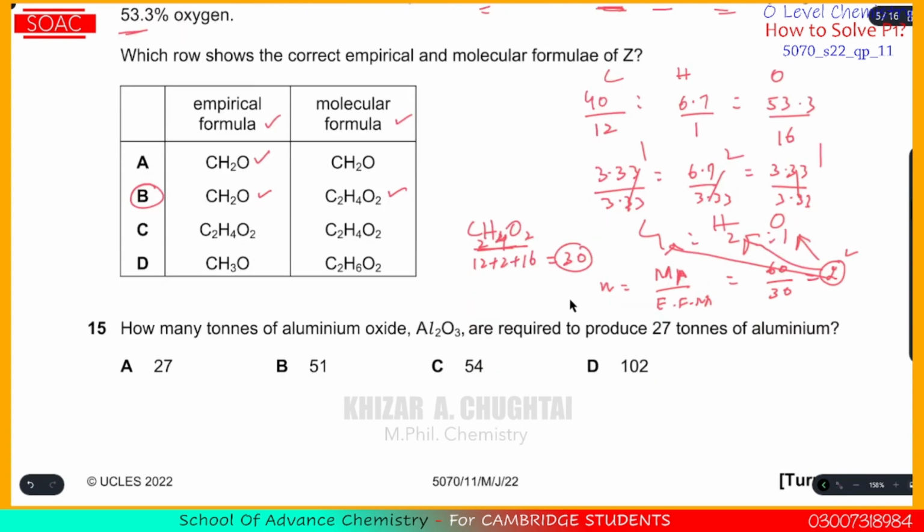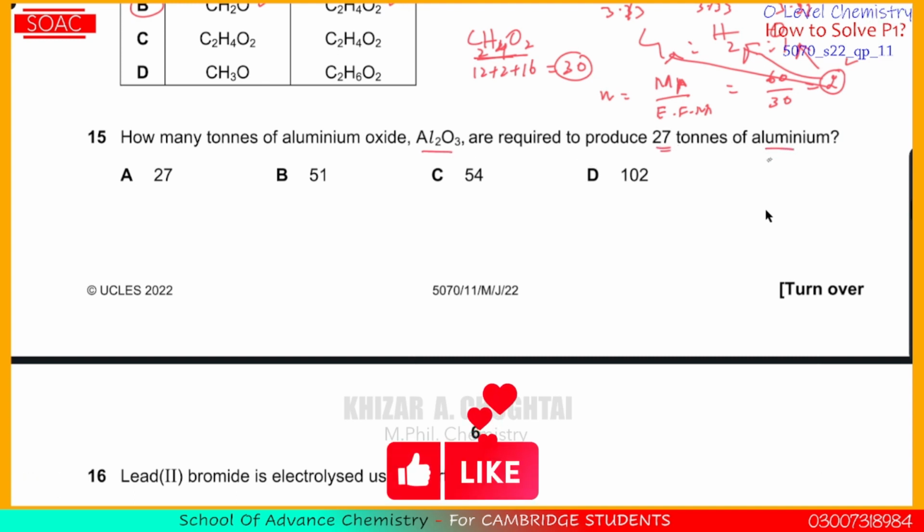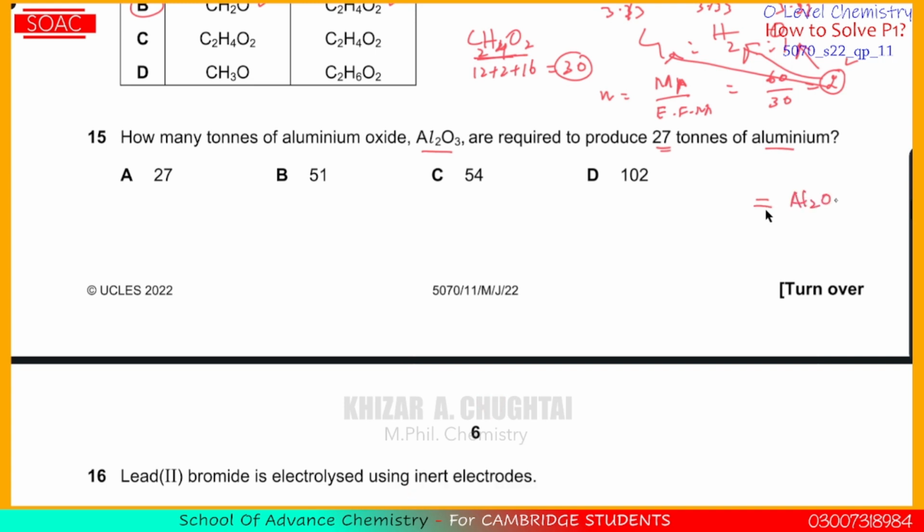Question number 15. How many tons of aluminium oxide, Al2O3, are required to produce 27 tons of aluminium? And here are 4 options. What is required? How many tons of aluminium oxide? What you need to find, you have to write on the right side. Al2O3 is required, so keep it on the right hand side.